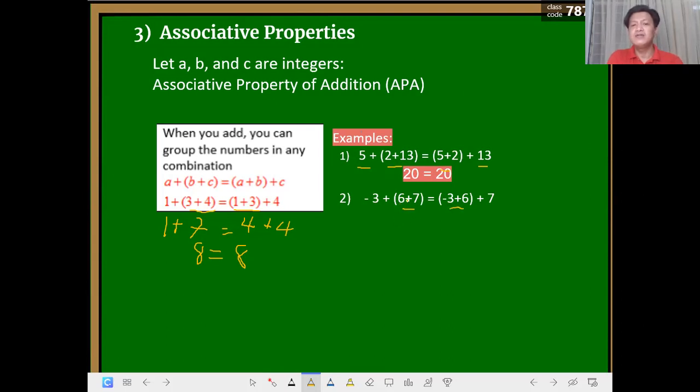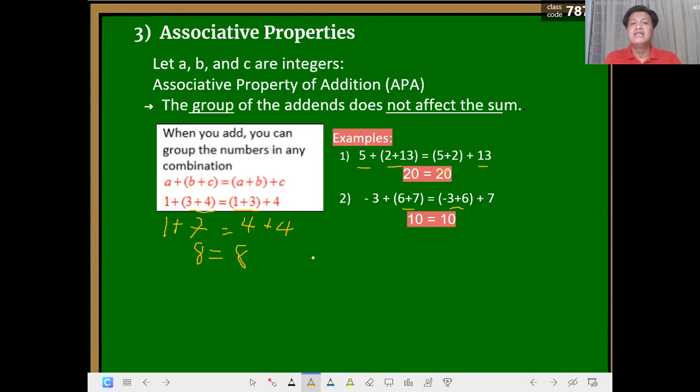Kapag sinimplify natin ito, di ba 6 plus 7 plus negative 3, same lang siya nandito sa right side na negative 3 plus 6 plus 7. Kaya that is equal to 10. So based on the given example, paano natin bibigyan ng meaning ang associative property of addition? We can say that the group of the addends does not affect the sum.